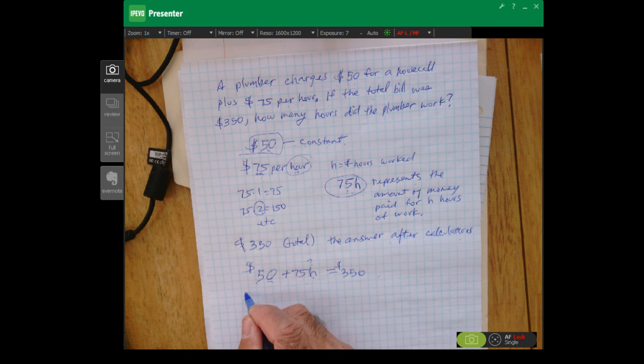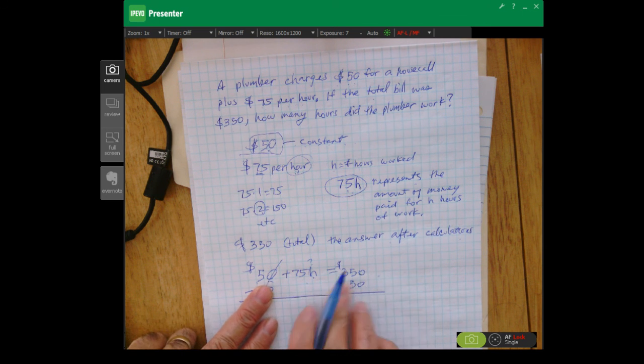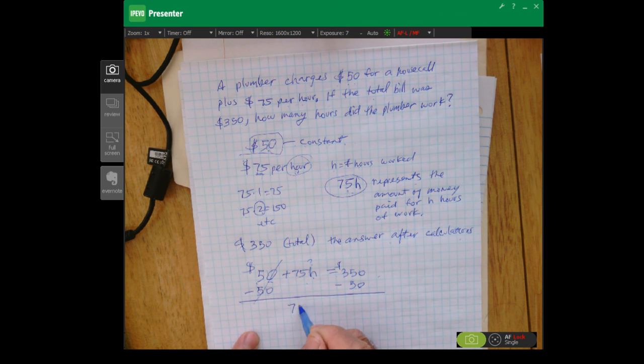So in order to solve that, we just do it like a regular equation. Subtract, and make sure you keep everything balanced, the same number on both sides. If we change the equation, we have to change it on both sides to keep it balanced. So now we have 75H equals 300. That's actually $300, right? And then here we divide both sides by 75, which is $75 per hour. And H will be 300 divided by 75. The answer will be 4.